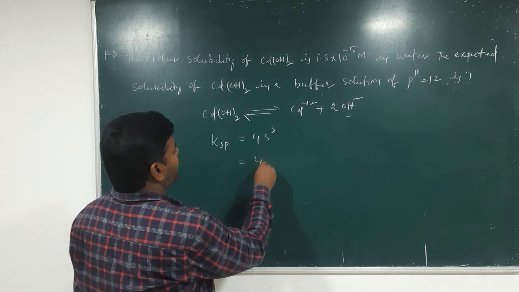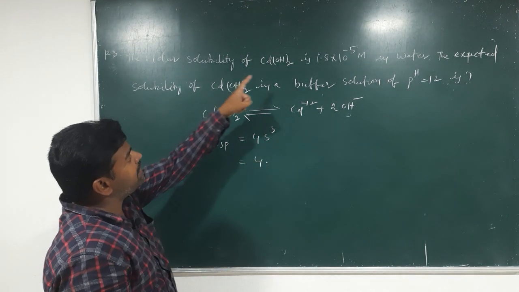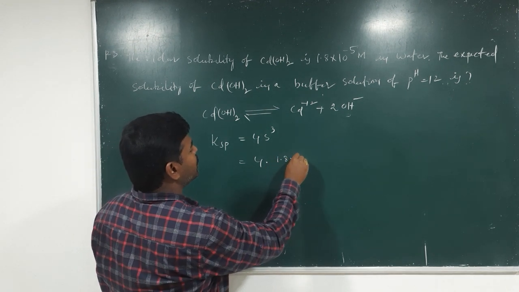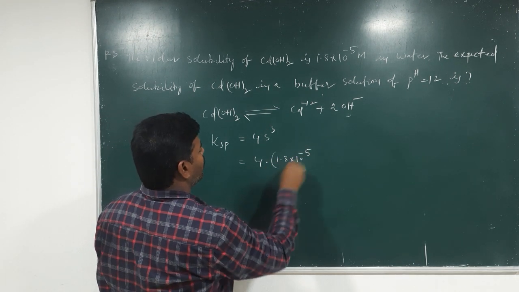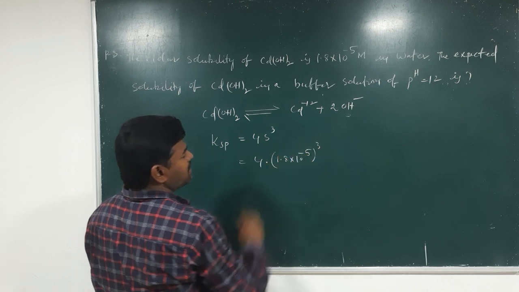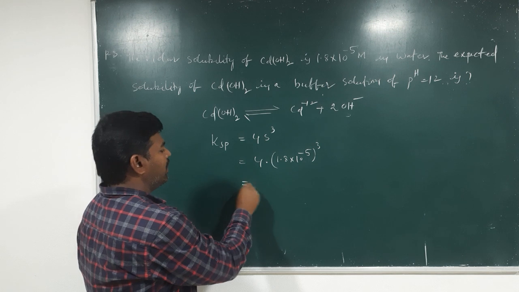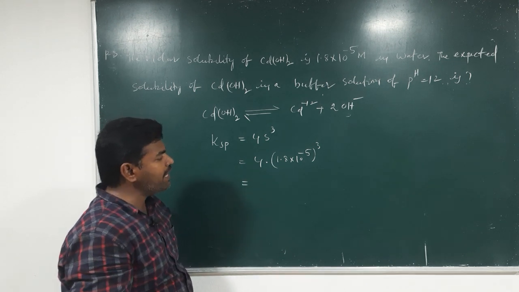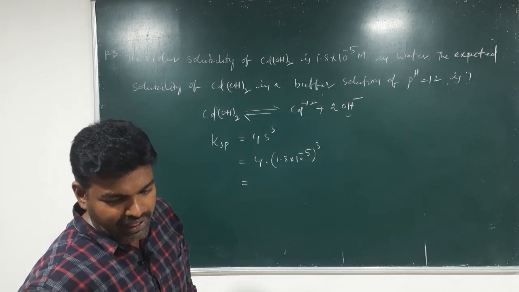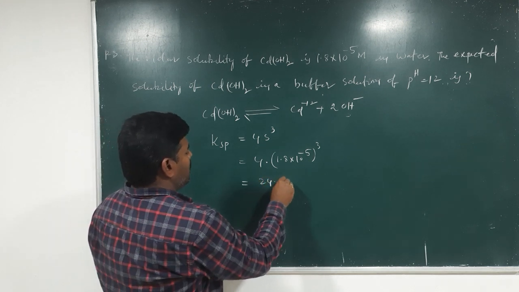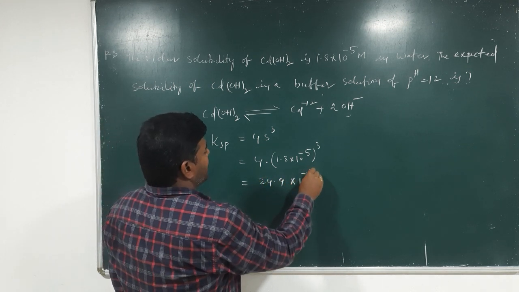So 4 into the molar solubility of cadmium hydroxide, that is 1.8 into 10 power minus 5, whole cube. This becomes 10 power minus 15, and 1.8 whole cube into 4 comes out to be 24.9 into 10 power minus 15.